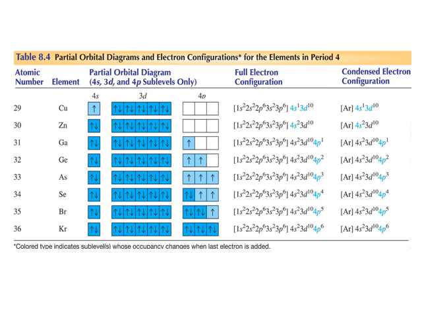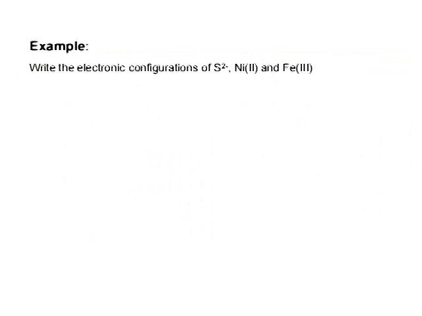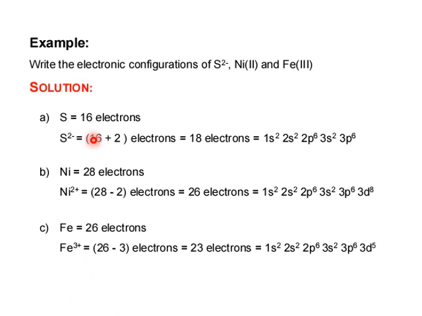Then this one, same thing. Configuration for S2 minus. So S2 minus meaning 16 plus 2, so 18 electrons. This is how you write the electron configuration. Or 28, if you have plus 2, it means minus 2, becoming 26. So this is the electron configuration. If you have plus 3, it means you have to minus 3. So this is the electron configuration.